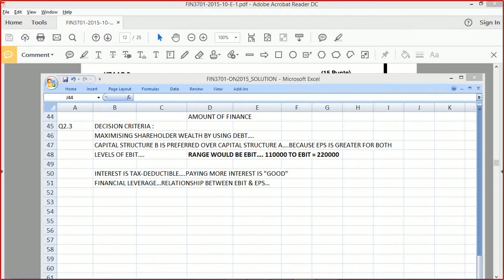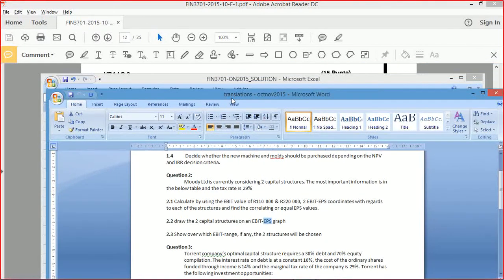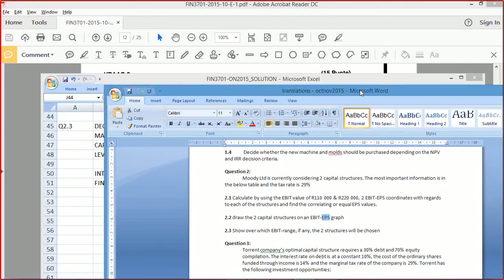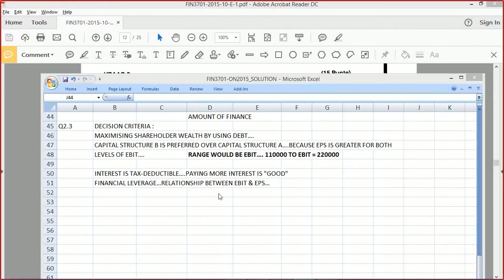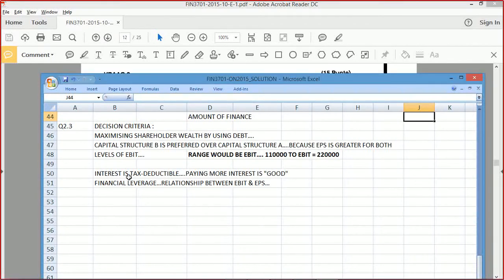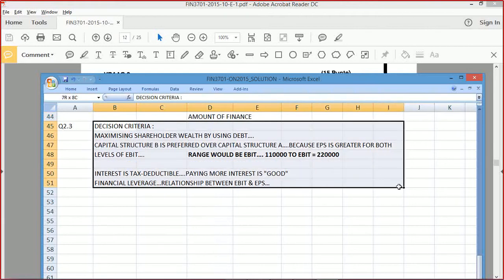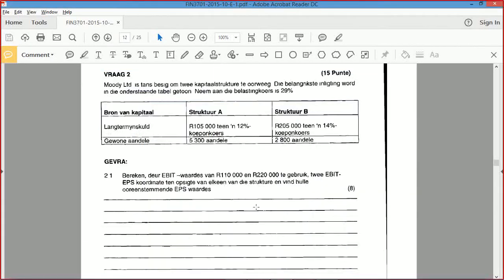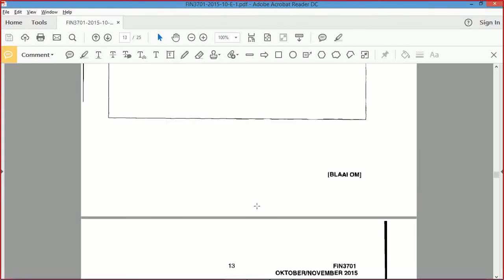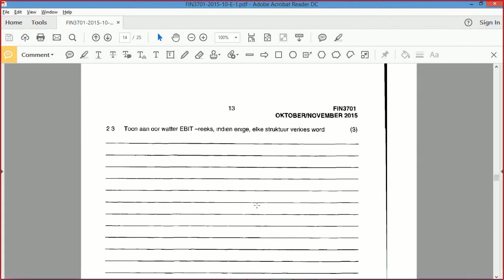Okay, and then the last bit was just to show. They said, show over which EBIT range, if any, the two structures will be chosen. So what would we choose? Well, do you agree the one with more debt would have been better, right? Which is what you said. Yeah. Okay, and that's what you would conclude. I think that was like 2 marks or something. Let's check. 6 marks, no? 3 marks. 3 marks, yeah.